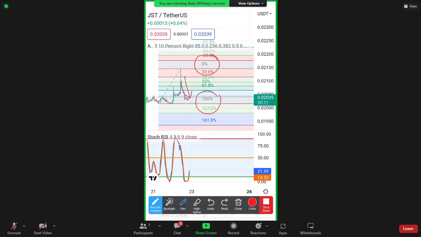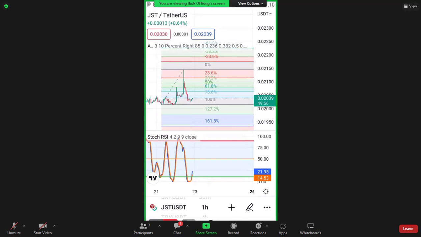There are 3 types of trend: uptrend, downtrend, and sideways trend. Sideways trend is when the candle is neither going up nor down. It's just moving within a range. This is an example of a sideways trend. Let me give you guys an example.